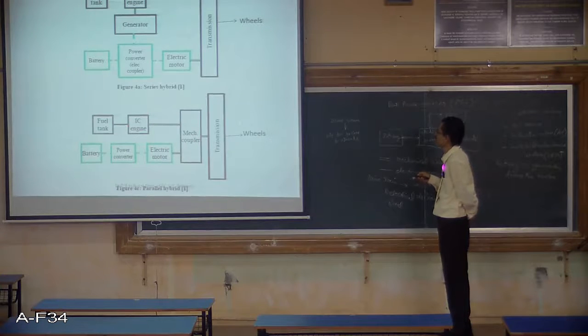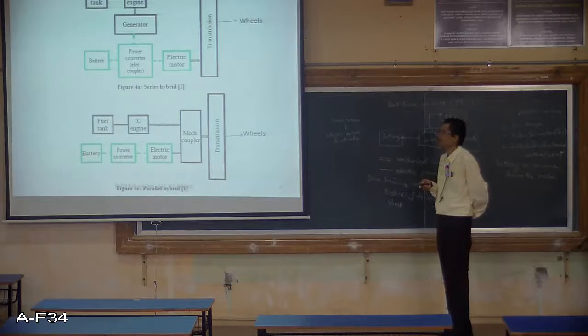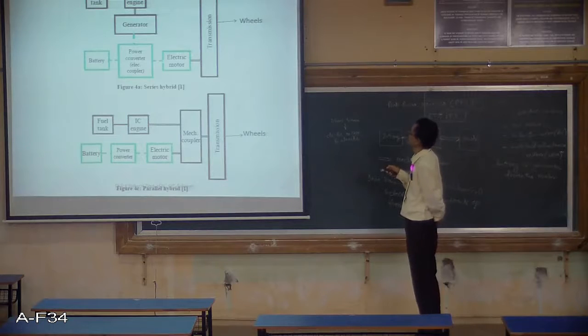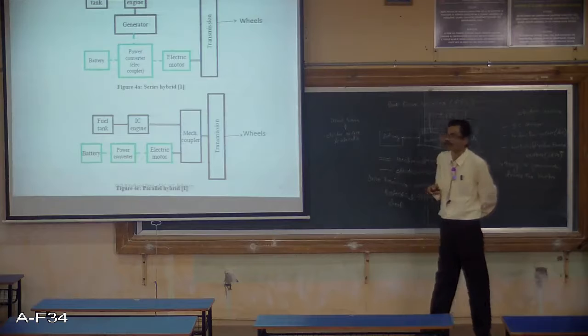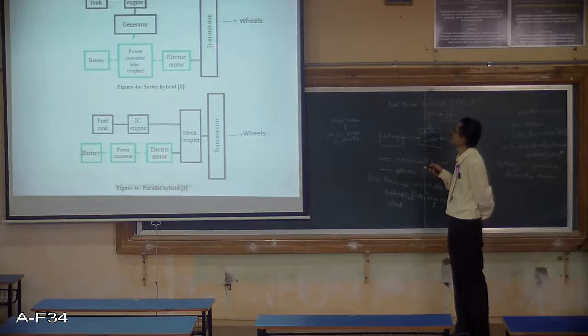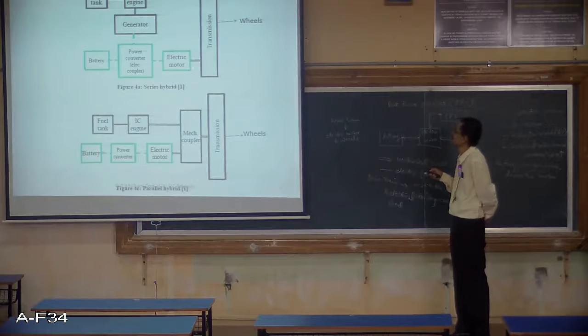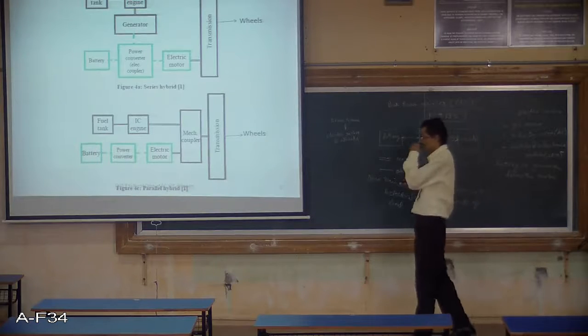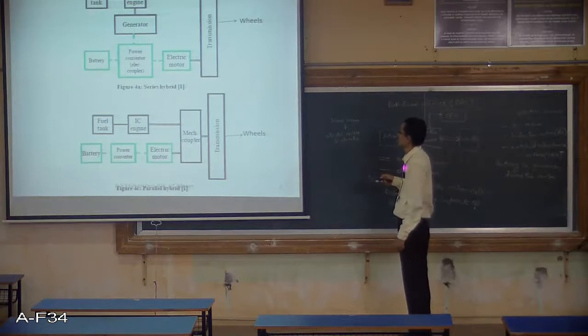IC engine will drive the wheels. But here, if the electric motor fails, the vehicle will fail, because this is the only source of mechanical power given to the wheels. So this cannot run unless the electric motor is perfectly working fine. So here it is the other way.